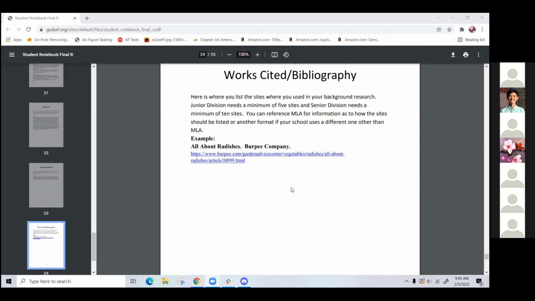So this is the works cited bibliography. I would recommend using a tool like EasyBib to help you get these citations because they need to be formatted properly and it can take a while to do by hand. So senior division needs 10 citations and junior division needs 5. And it should be MLA format, but if your teacher uses a different kind, you can also use APA or something.